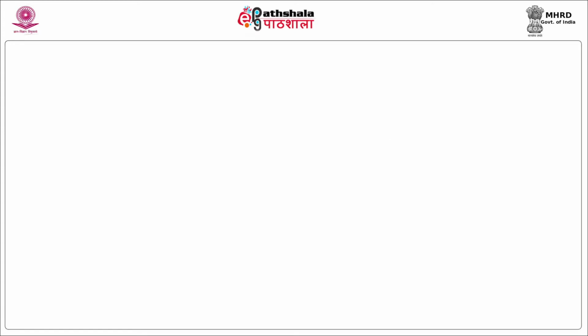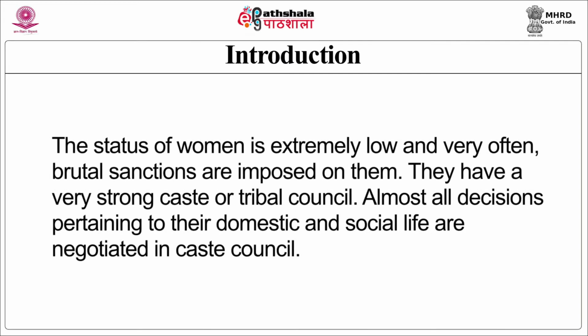Each denotified nomadic tribe community is an endogamous group. Though they are termed as tribes for all practical purposes, they were treated as castes in their traditional rural society. Restrictions on interdining and intermarriages prevailed. They were not considered untouchables but occupied lowermost positions in the social hierarchy. They are mainly patriarchal communities. The authority of elderly males is considered supreme. The status of women is extremely low and very often brutal sanctions are imposed on them.